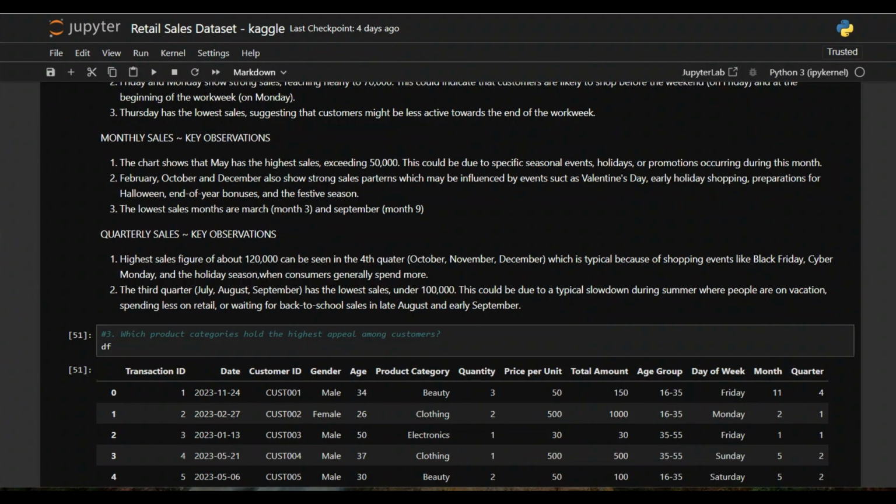Then we look at the quarterly sales, which is highest in the fourth quarter. People are doing Black Friday shopping, people are doing Cyber Monday shopping, people are doing holiday season shopping, and generally people are spending more. Then the third quarter, which is the lowest, could be due to the typical slowdown during summer, where people are on vacation, people are spending less on retail, and then people are waiting for back to school sales in late August and early September.